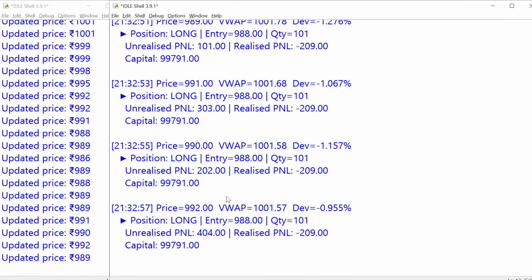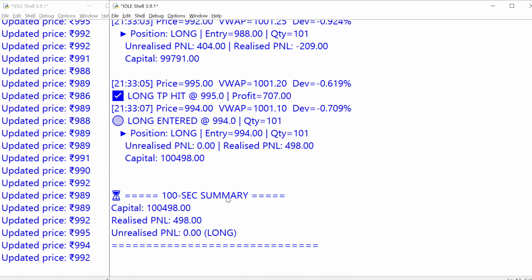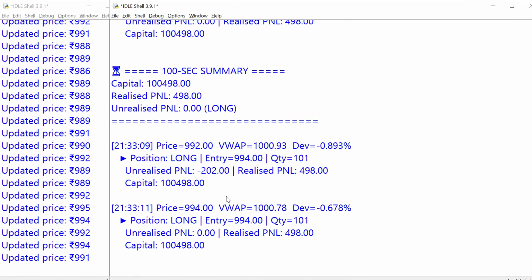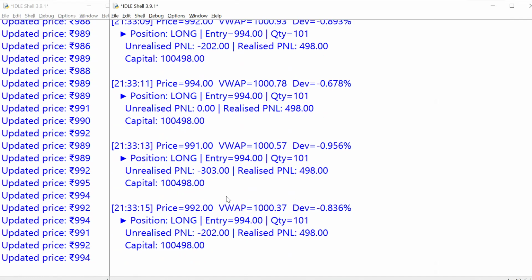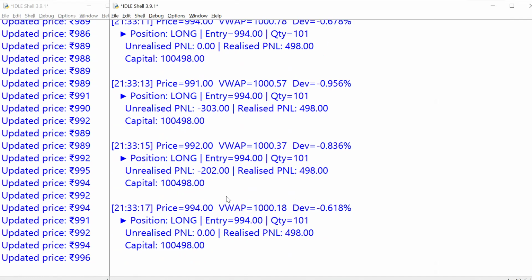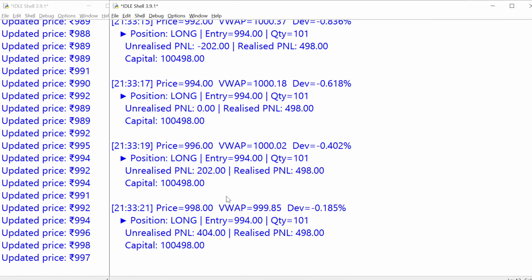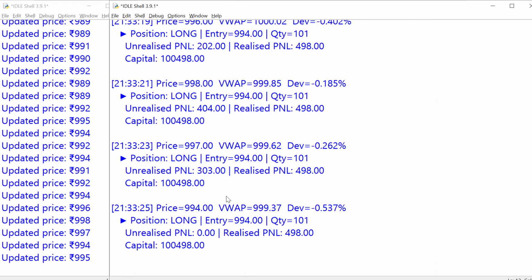See, if the market is trending sideways, it works very beautifully. But if the market is trending on one side, okay, we have reached the target. The realized PNL is 500. One more time we are in a long position because the price is below VWAP. The VWAP is at 1000. We are in a long position at 994. The realized profit is 300, unrealized is 500.